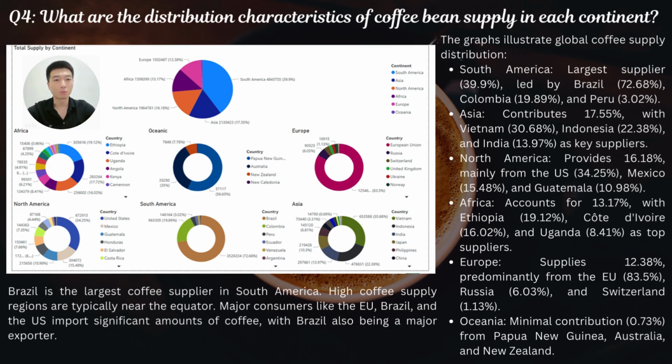Overall, Brazil is the largest individual supplier. Higher supply regions are near the equator, and the European Union and the United States rely heavily on imports, while Brazil made its own depend and exports coffee.